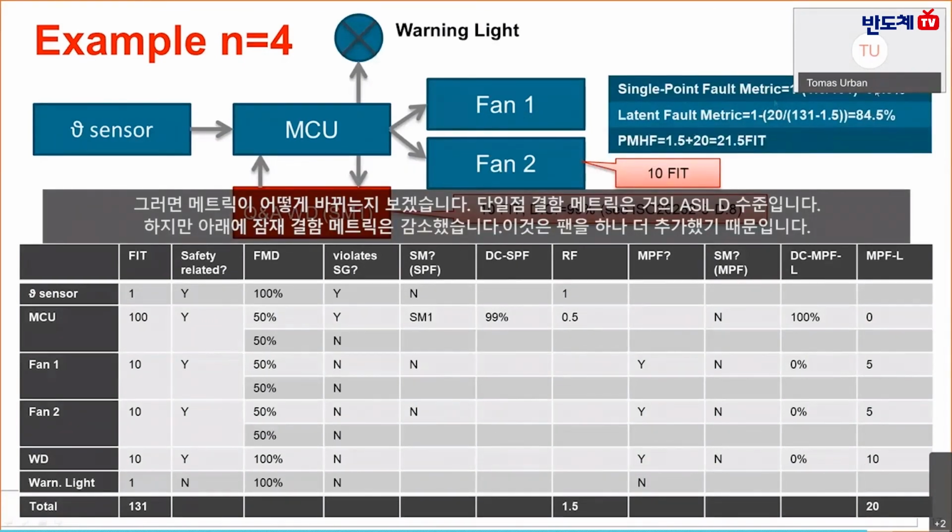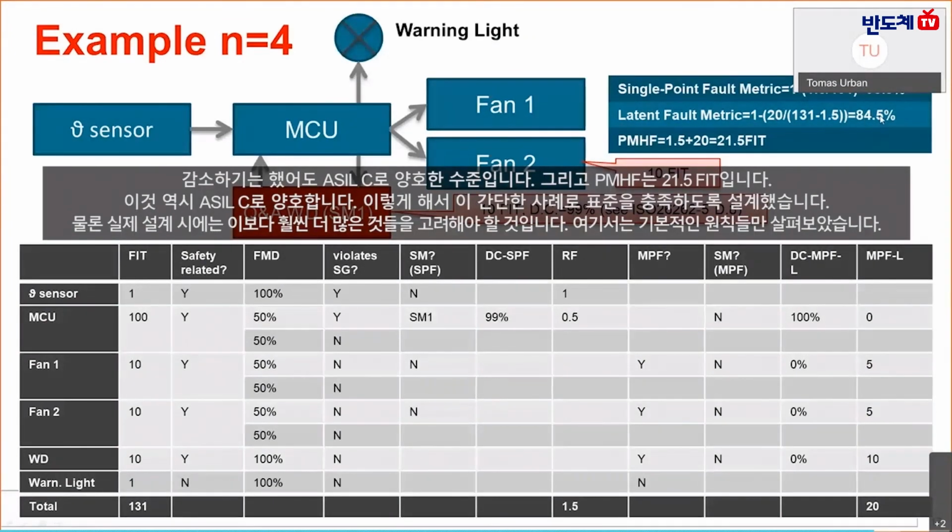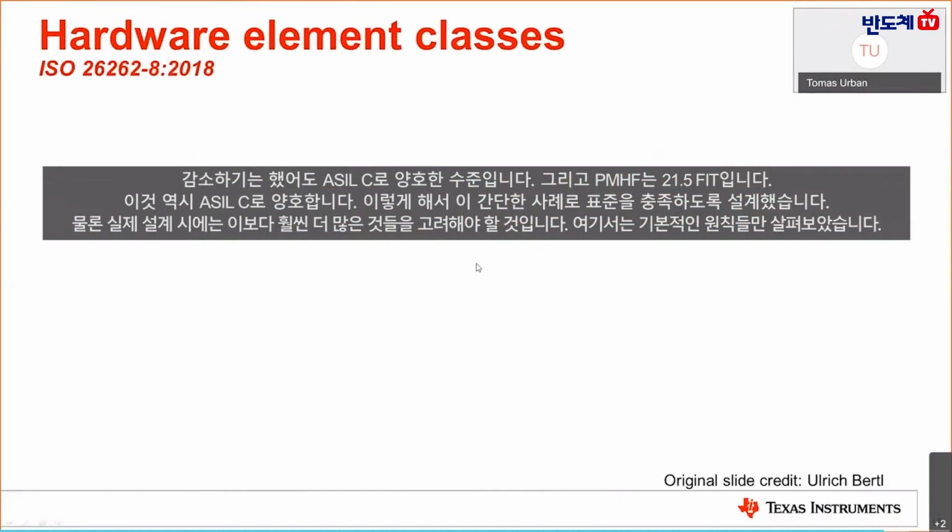The single point fault metric is nearly at the level of ASIL-D, but 2/10 below. The latent fault metric actually decreased with the addition of that one more fan, but it's still okay for ASIL-C, and the PMHF is 21.5 FIT, which is still okay for ASIL-C. So now we have a compliant design, a really simple one. Of course, in reality, you will see many more factors and effects, but the basic principles are there.